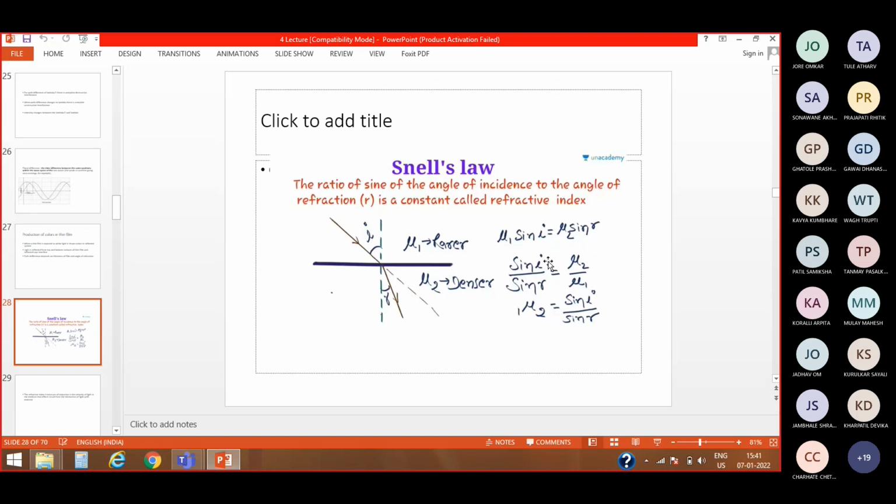So the sine of I upon sine of R is equal to mu2 upon mu1. But mu1 and mu2 are constant, so I can write mu2 upon mu1 is equal to mu. So mu is equal to sine of I upon sine of R. This is the representation of Snell's law.